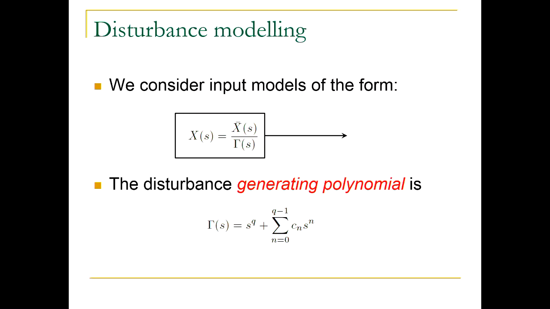What's interesting is that none of the examples I gave you have zeros of the generating polynomial in the left half plane. Integrator: s equals 0, so it's on the imaginary axis. The generating polynomial for the sinusoid is s squared plus omega squared, so the roots are plus minus j omega, again on the imaginary axis. Double integrator, s squared: two poles on the imaginary axis.